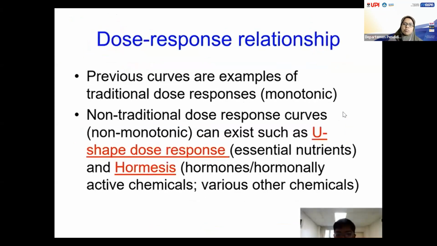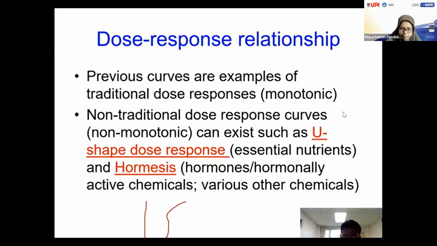So most of the dose-response relationships are actually sigmoid shape. Okay, but of course there are also some dose-response relationships that are not really sigmoid shape, right? Some have a slightly different shape. The one that is sigmoid shape, sometimes we call it monotonic, or what we call a traditional dose-response relationship. There are also non-traditional ones, or what we call non-monotonic. For example, U-shaped dose response. Or we also have something called homeostasis dose response, which accounts for different kinds of chemicals.